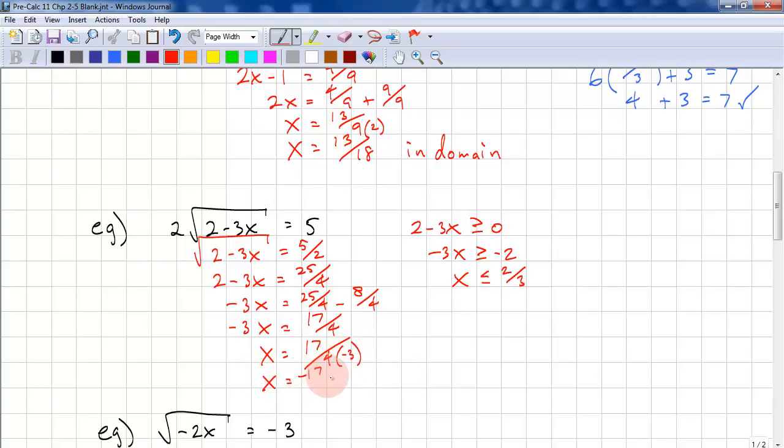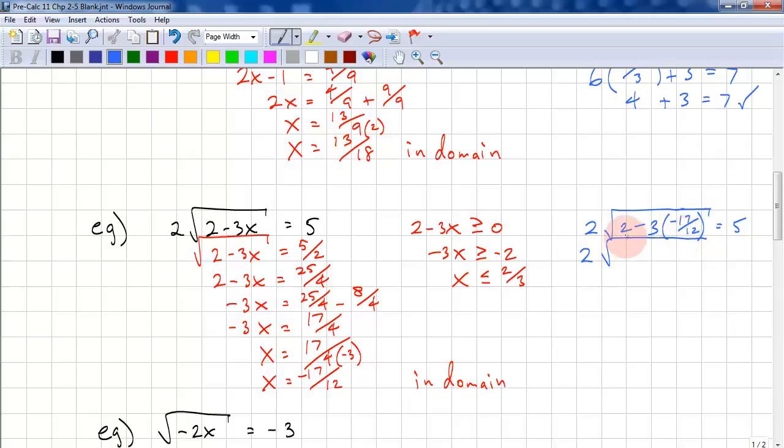And we have minus 17 over 12. And minus 17 over 12 is less than 2/3, so it's in the domain. Let's verify this. 2 times 2 minus 3 times negative 17 over 12 equals 5 root 2. We can cancel a factor of 3 out, so this is minus 17 over 4.